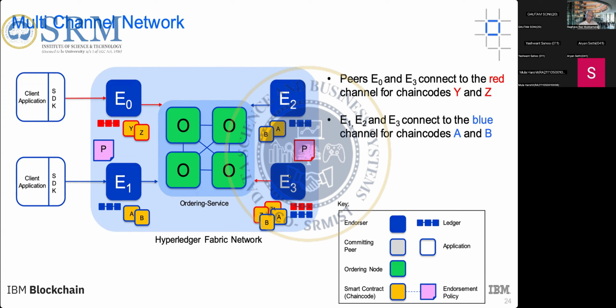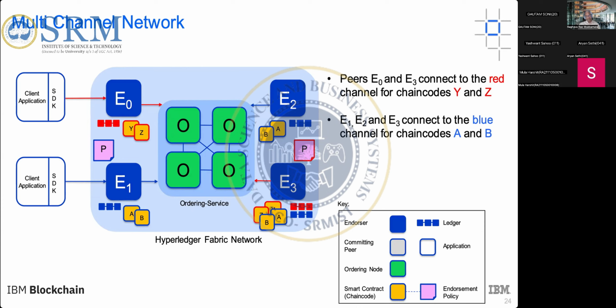Peers can have multiple channels. So, for example, the E3 endorsement node has a subscription to both channels. That means it receives information from the nodes who are working in the red channel, and also in the blue channel. You can see the smart contracts are tagged to the channel because they are part of the deployment, and they live on the channel, you can say, in a sense, right?